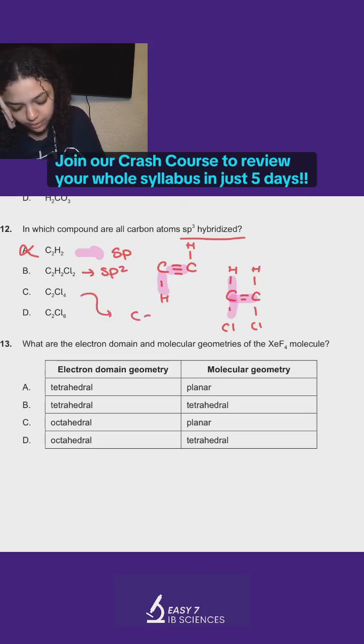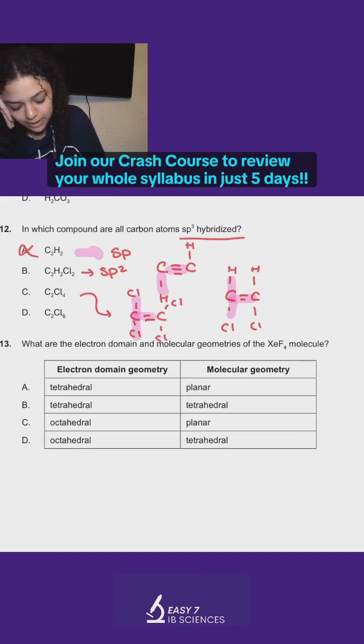This one, my carbon would look like this. Sorry, that looks a bit weird. Like this, and it's bonded to 3 things, and therefore it's sp2 hybridized. And therefore that leaves my answer to be D.